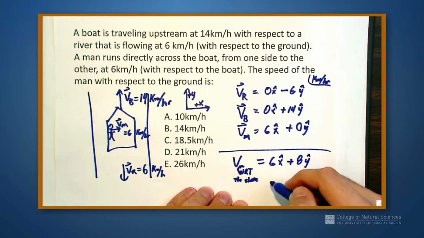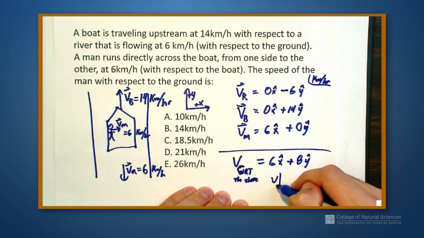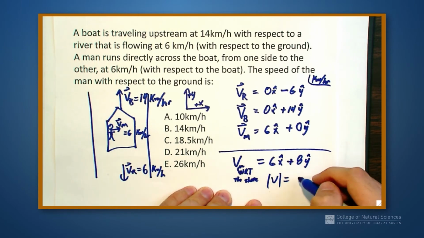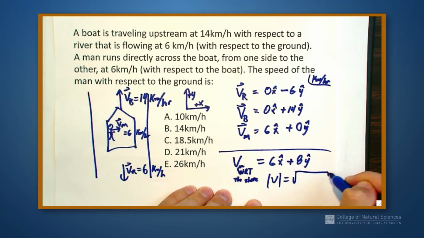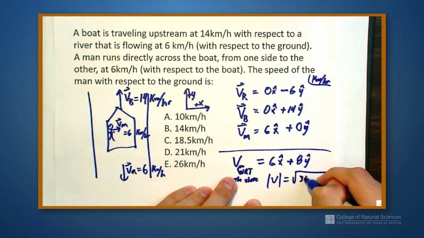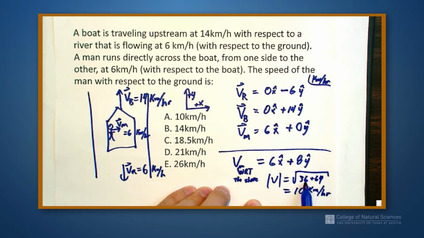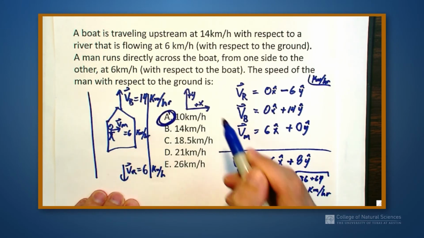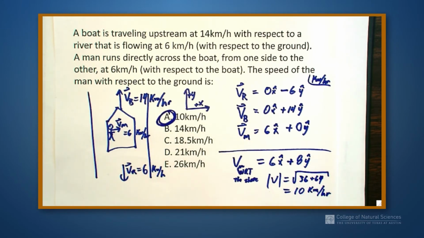The magnitude of this is just the square root of the sum of the squares. So 6 squared is 36, 8 squared is 64, 36 plus 64 is 100, square root of 100 gives me 10 kilometers an hour. So the man with respect to the shore is going at 10 kilometers an hour.